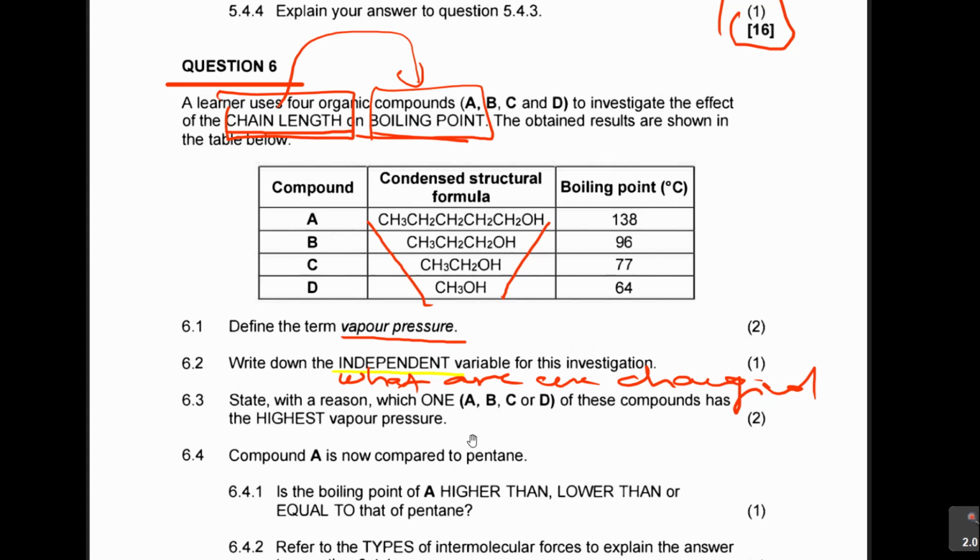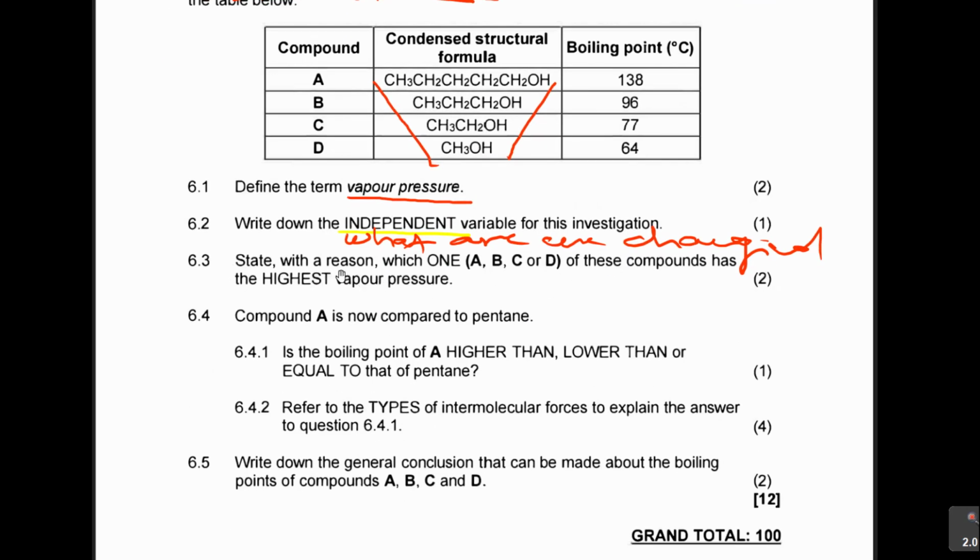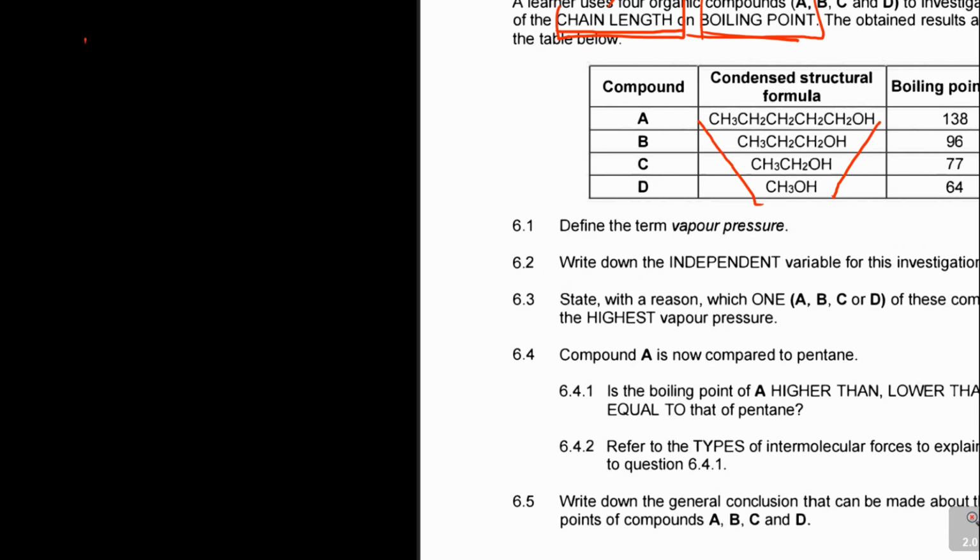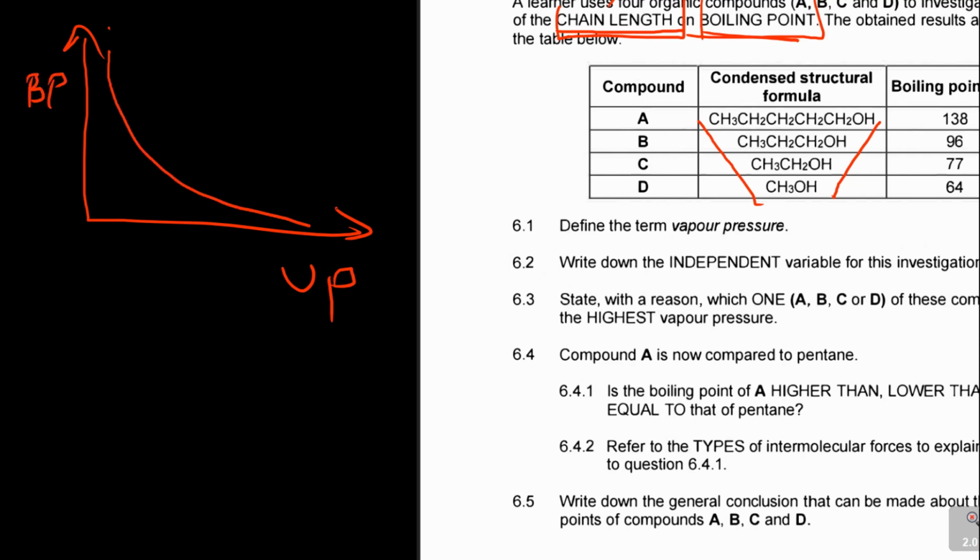Alright. And the next one, state with a reason which one of these compounds A, B, C, D has the highest vapor pressure. You must understand something with the vapor pressure. Vapor pressure increases with a decrease in boiling point. So this is how the relationship is. If you plot vapor pressure against boiling point, there is an inverse relationship. So when the boiling point increases, the vapor pressure decreases.